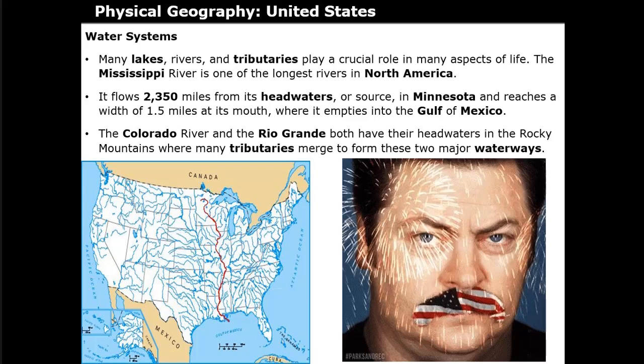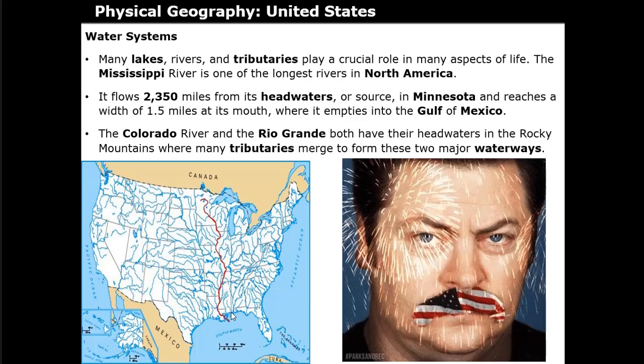Just in the water systems, many lakes, rivers, and tributaries play a crucial role in many aspects of life. Mississippi River, remember we talked about yesterday, was the longest river in the United States. It flows about 2,350 miles from its source, and it reaches a width of 1.5 miles at the basin. The thing with most of the rivers in the United States is they actually flow into the Gulf of Mexico. And we talked about that yesterday, and we're going to show you that there is a line where some of the rivers actually flow away from that into the Pacific Ocean. We'll get to that in a moment.